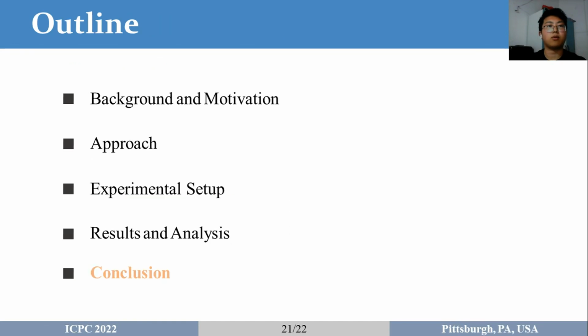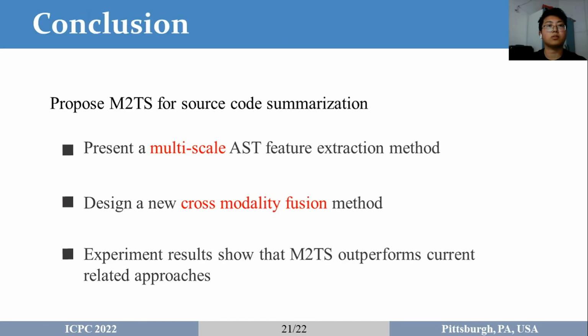Now let me make our conclusion. We propose the multi-scale multi-modal approach based on transformer for source code summarization. Among them, the multi-scale method can extract the structural information of the code more comprehensively, and the cross-modality filtering method can fuse the features of different modalities and highlight the key information of each modality. We conduct extensive experiments and results show that M2TS outperforms current related approaches.